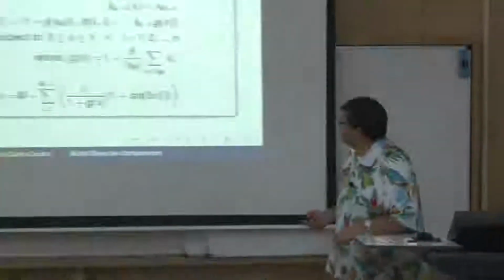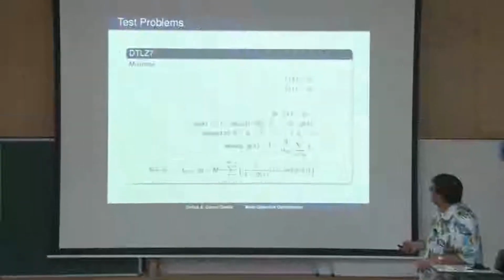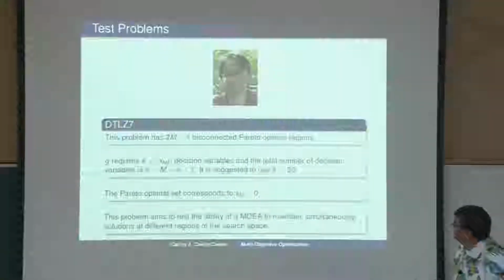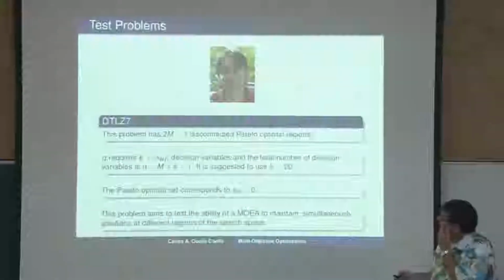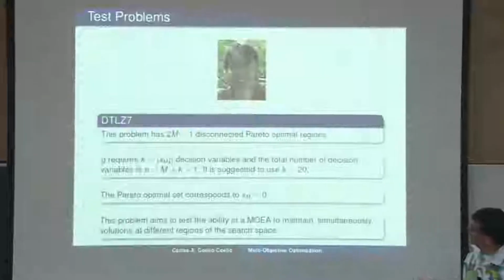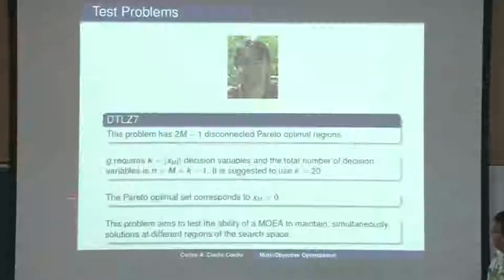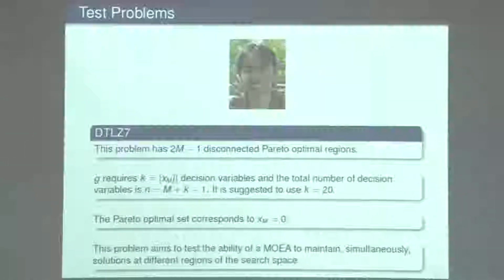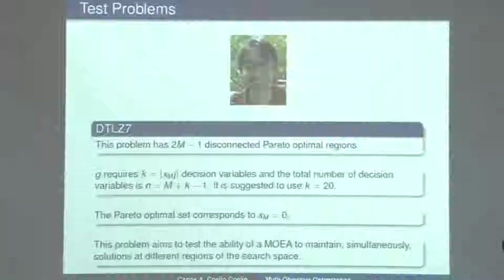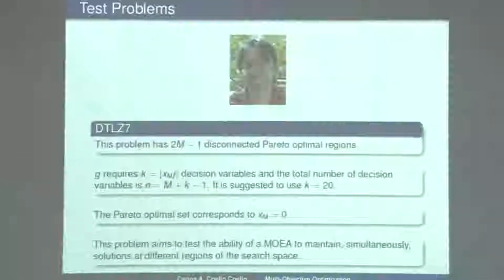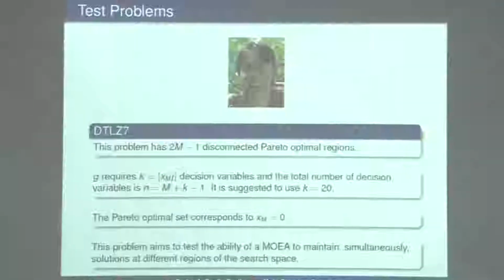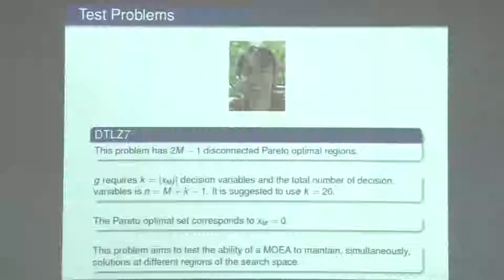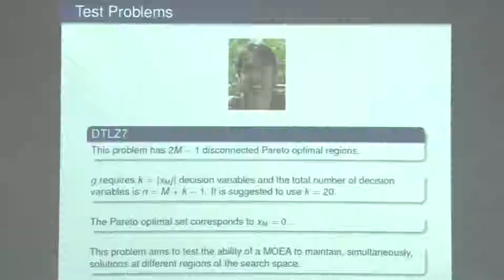DTLZ set problems. I think I stopped somewhere with number 7. DTLZ7 has 2 times n minus 1 disconnected Pareto optimal regions. And for all these problems, something I forgot to mention yesterday, to use these test problems you have to define a certain number of decision variables. And there are rules for that. It's not an arbitrary number.